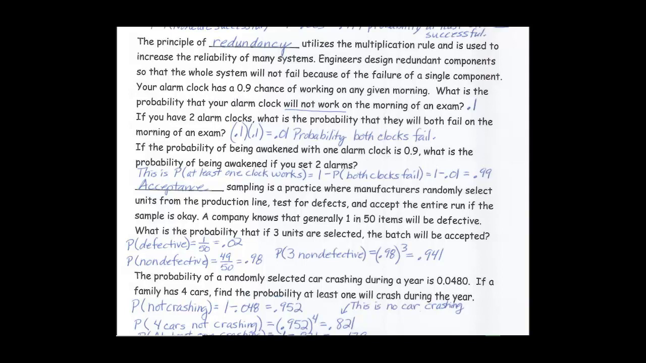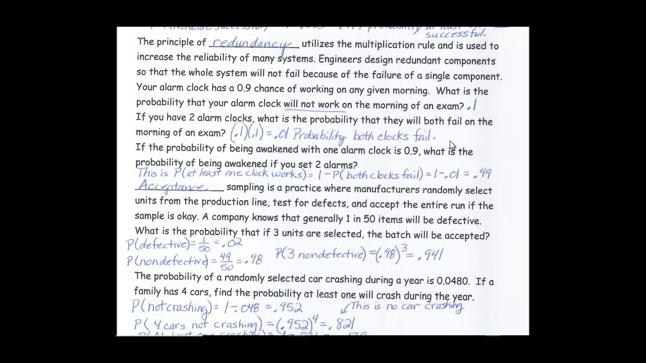What is the probability that your alarm clock will not work on the morning of the exam? So just straight up, you're dealing with complements there. 0.9 is the complement to 0.1. So we've got a 10% chance your alarm is not going to go off on the morning of the exam.